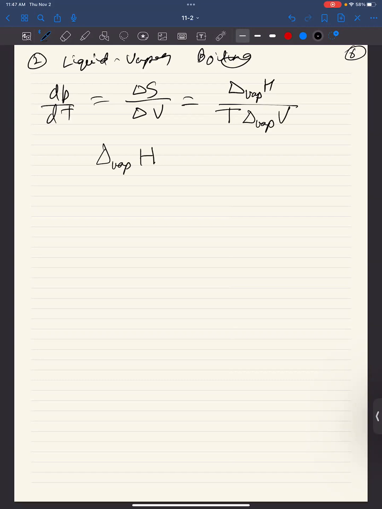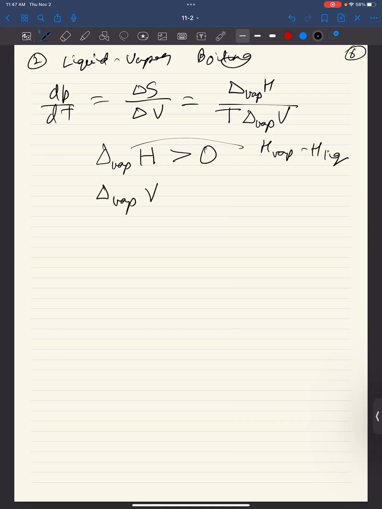So for something to go from liquid to vapor, do you have to cool it or heat it? Generally speaking, you have to heat it, right? It would be very strange if you cooled something and it became vapor. And for this one, I don't know any exceptions. I think this is true for everything. The delta vap H, which is defined as H of vapor minus H of liquid, is positive, okay? You have to heat.